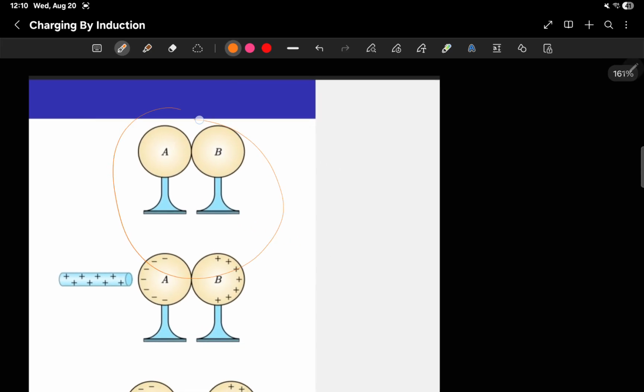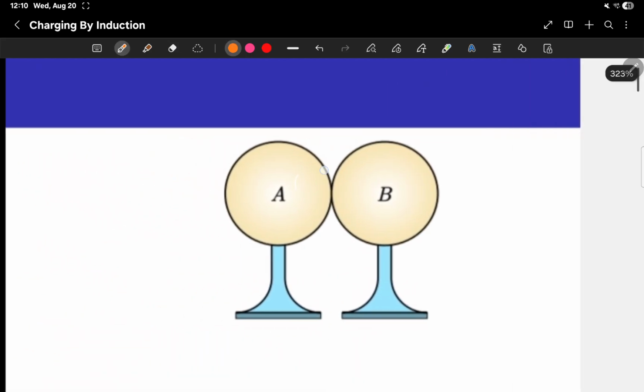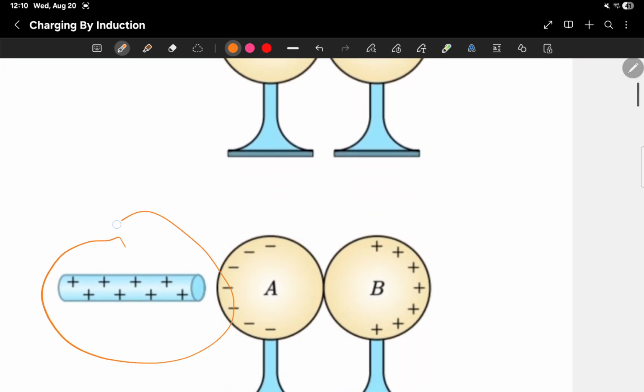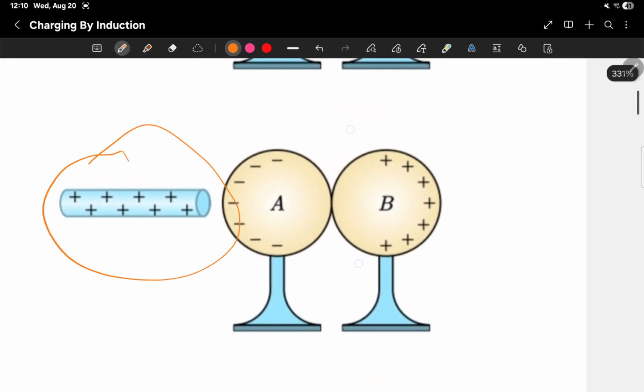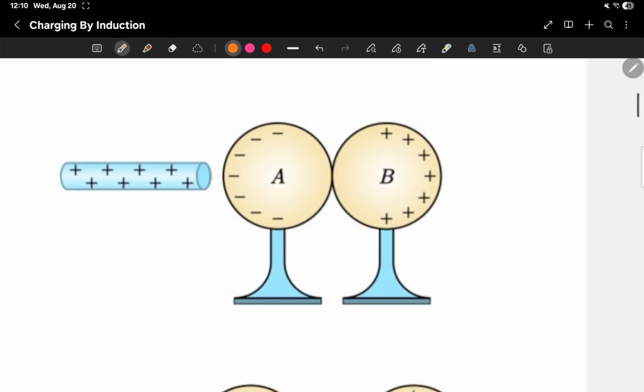So these are two metallic spheres, and they're touching each other. Now we bring in a glass rod that is positively charged. Glass rods are insulators. They don't allow electrons to flow through. So if an electron is flowing towards an insulator, it'll stop at some point. It'll stop moving.